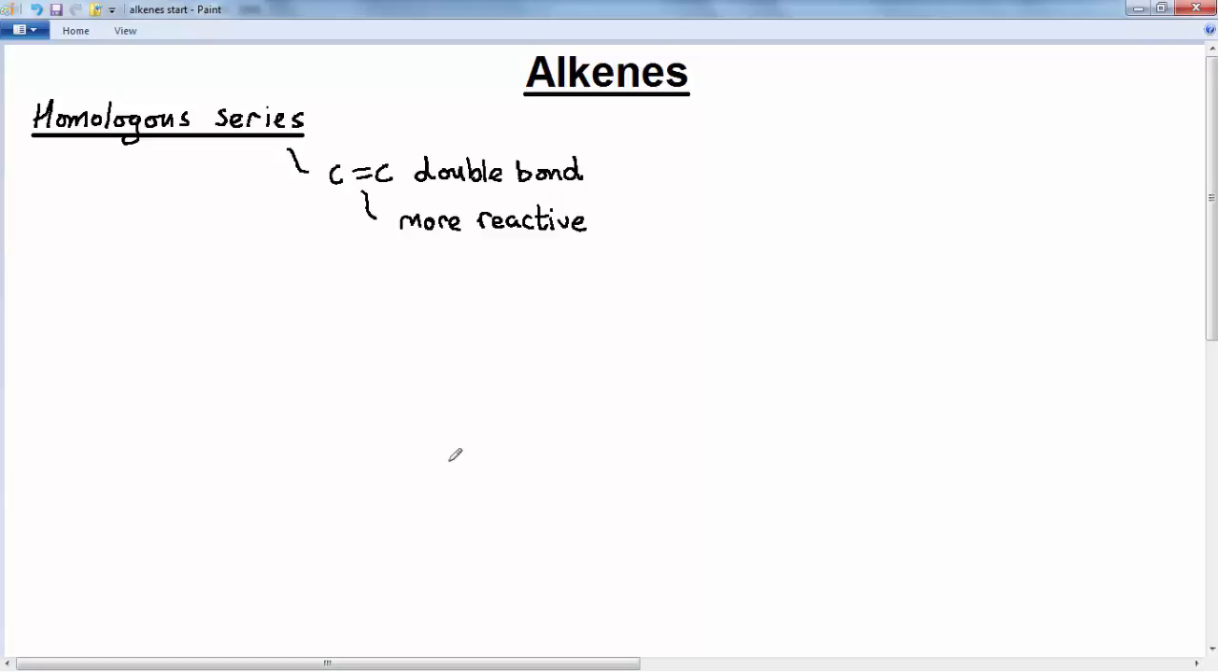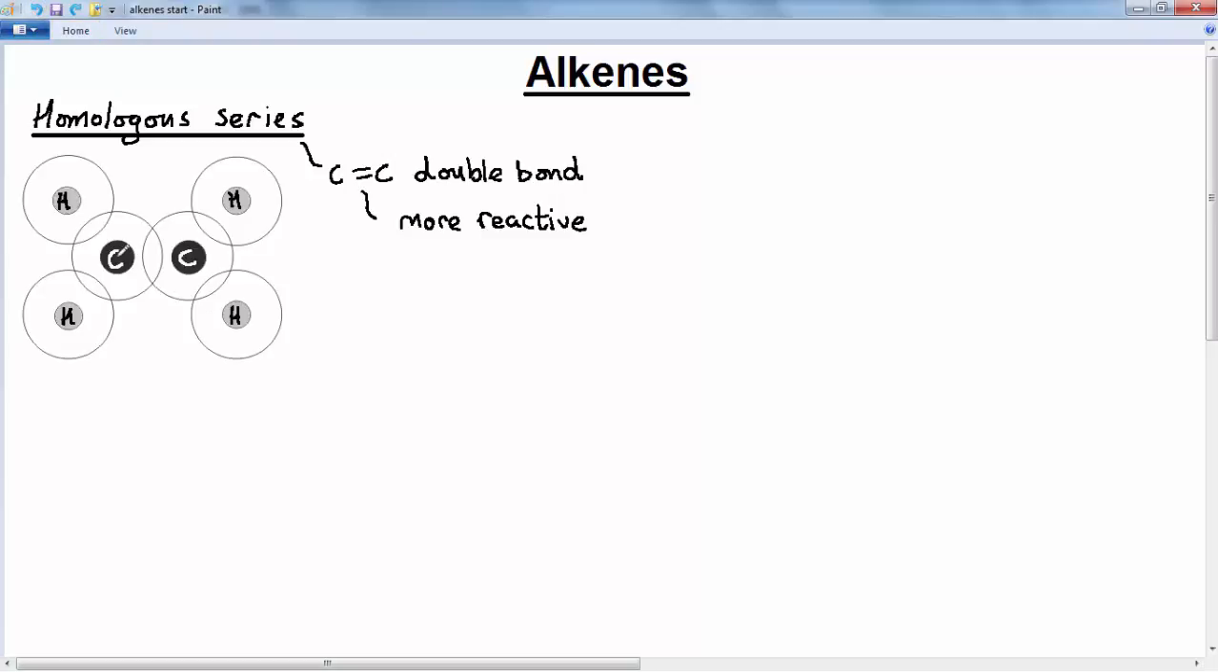So let's have a look first of all at the dot and cross diagram for ethene. You can see each carbon atom shares a single electron with the electron from a hydrogen atom to form two covalent bonds, and another covalent bond here and here, and each carbon atom shares two electrons with another carbon atom to form a double bond. So we have four shared electrons between the two carbon atoms.